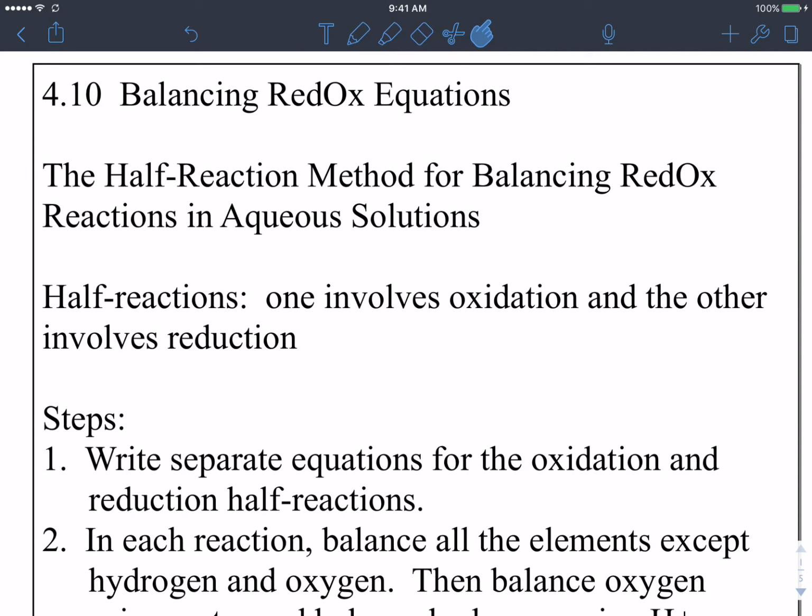Welcome to our final lesson in Unit 4. This one's about balancing redox equations. So before we start, I just want to recap to make sure that everybody's on the same page here.